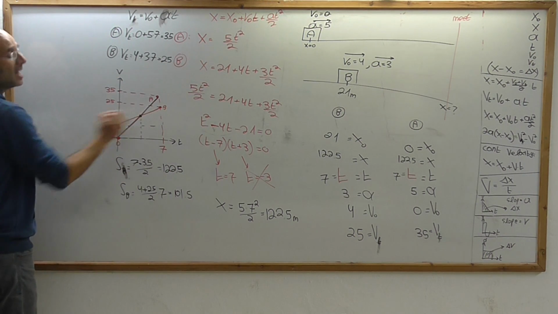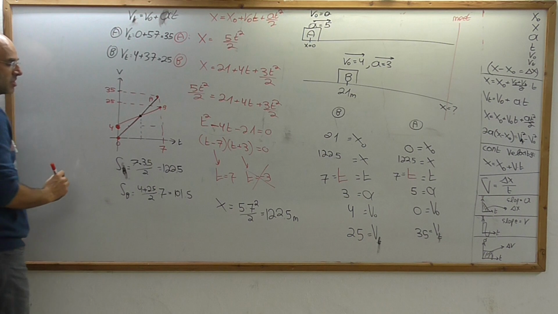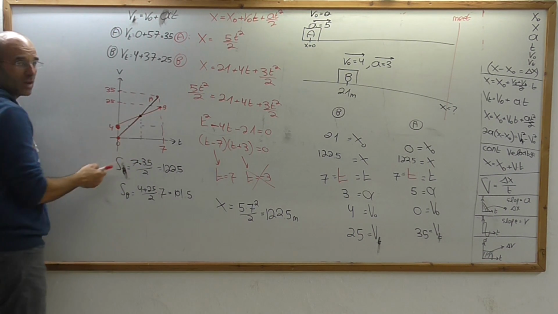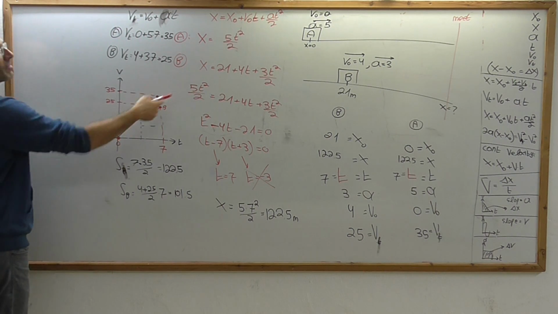If we want to calculate it, it's a very interesting point, we need to know the equations of these two graphs. How can we find the equations of these two graphs?